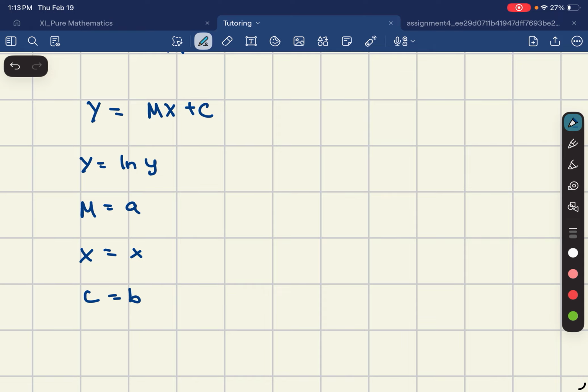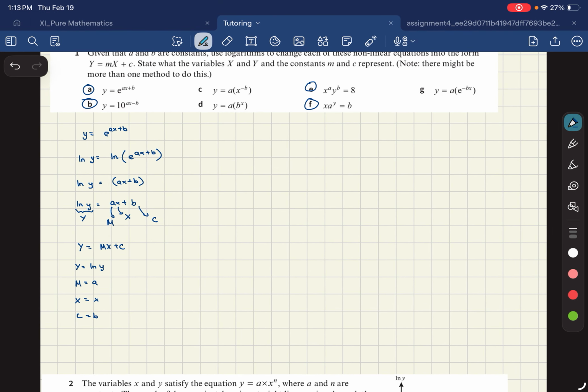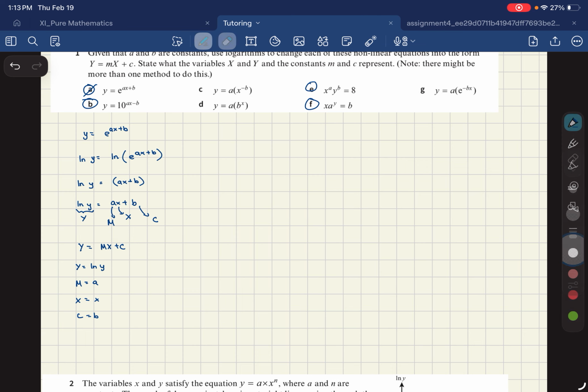And let me just check the answer for you, it is yes. So this is what they want. Y is just going to be ln y, x is just going to be x, m is going to be a, and c is going to be b. So this is how you change an exponential relationship into a linear form. And these are easier to plot, easier to work with, especially when we need to graph the relationship and find values.